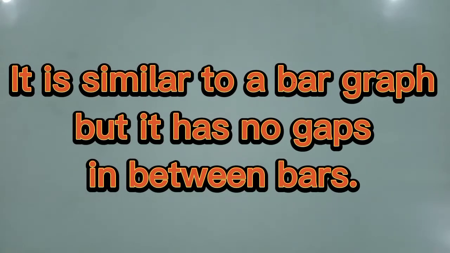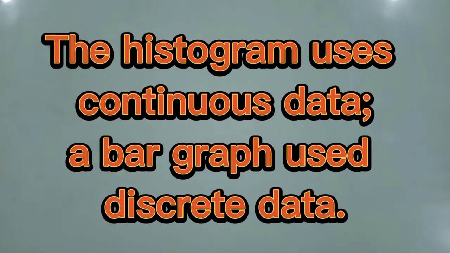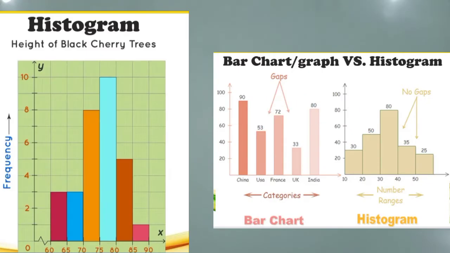Next is the histogram. When we say histogram, it is similar to a bar graph, but it has no gaps in between bars. So the histogram uses continuous data. A bar graph uses discrete data. The horizontal axis is divided into class boundaries. So this is an example of a histogram using the class boundaries and the frequencies.